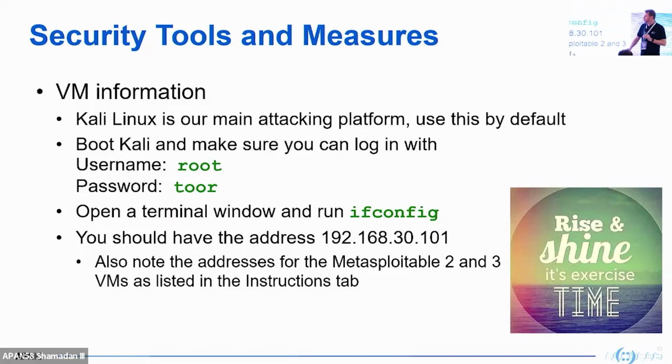Now, the 2 other machines are called Metasploitable 2 and 3. They have the IP address of 102 and 103, respectively. Now, you may have heard the tool Metasploit before. It's an attacking framework that lets you do penetration testing. Criminals, of course, can use it as well. You know, it's a hammer. You can use a hammer for good things. You can use hammers for breaking windows as well.